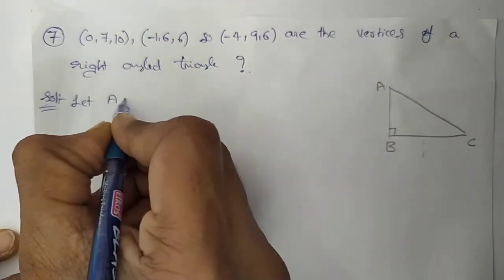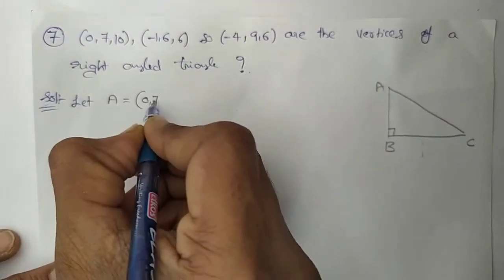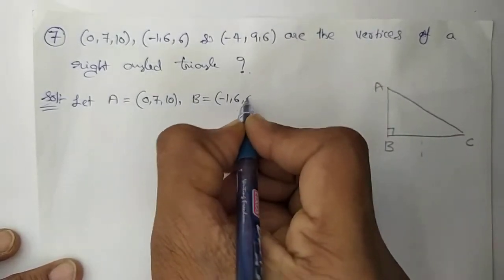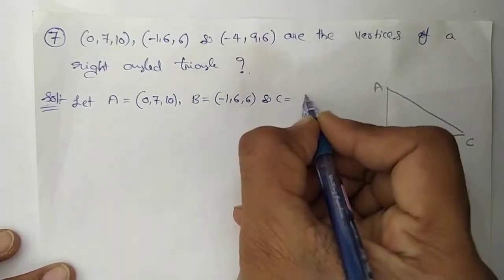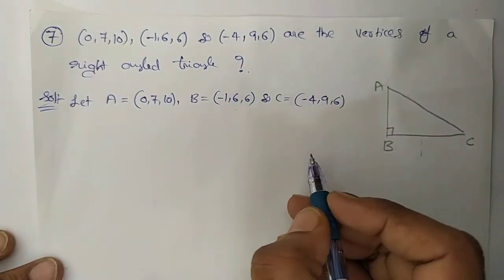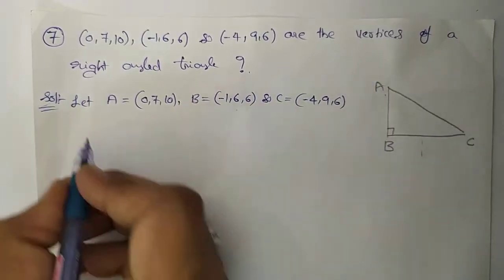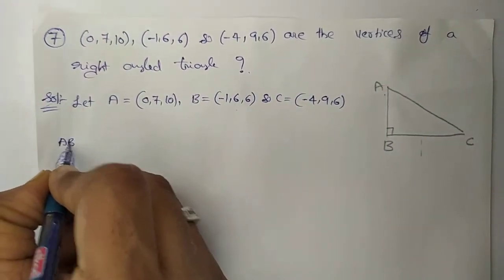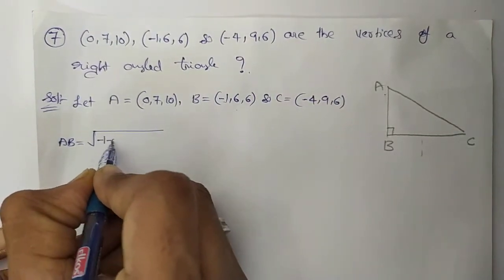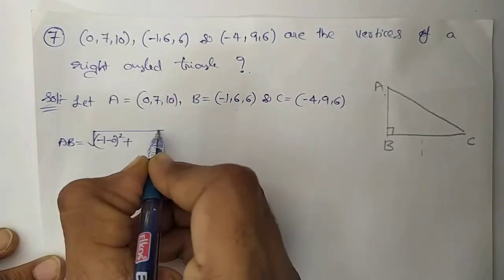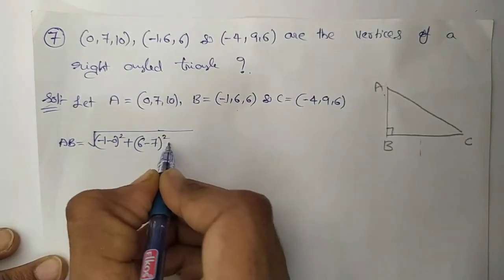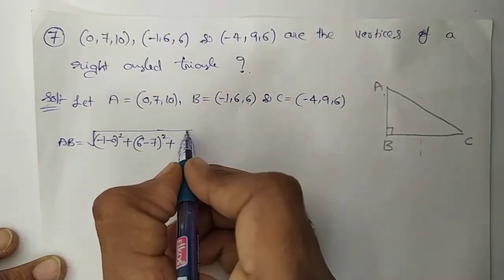Let the point A be (0, 7, 10), the point B (-1, 6, 6), and the point C (-4, 9, 6). Find the distance AB. AB equals the square root of (-1 minus 0) whole square, plus (6 minus 7) whole square, plus (6 minus 10) whole square.